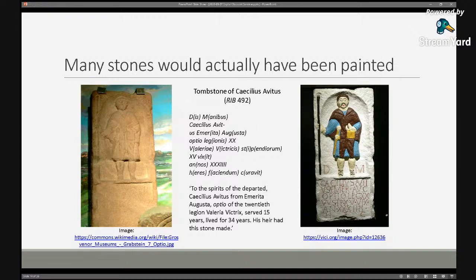And here's an example of the tombstone of Caecilius Avitus. And this is from Chester. And you can see here that somebody's done a reconstruction. I'm sorry, I forget who was responsible for this, but I can look it up. Basically, we need to remember that older stones would have been painted. The inscription wouldn't necessarily have just stood alone.